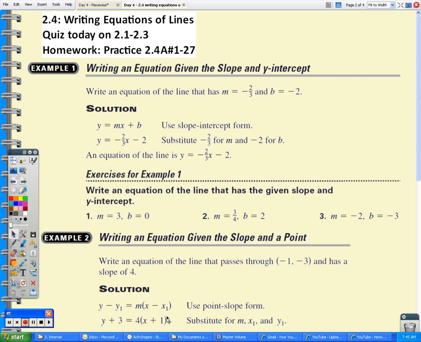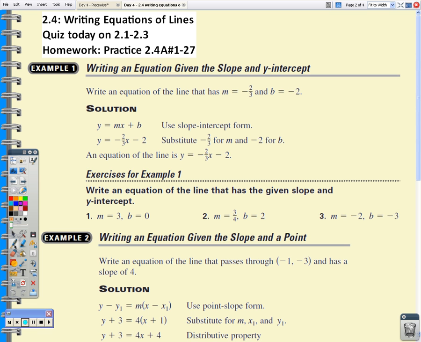Okay, today we're going to talk about how we write equations of lines. There are two formats we use when we are writing the equation of a line. The first is slope-intercept form, which we all know really well: y equals mx plus b. If we're given the slope and the y-intercept, we just substitute them in.